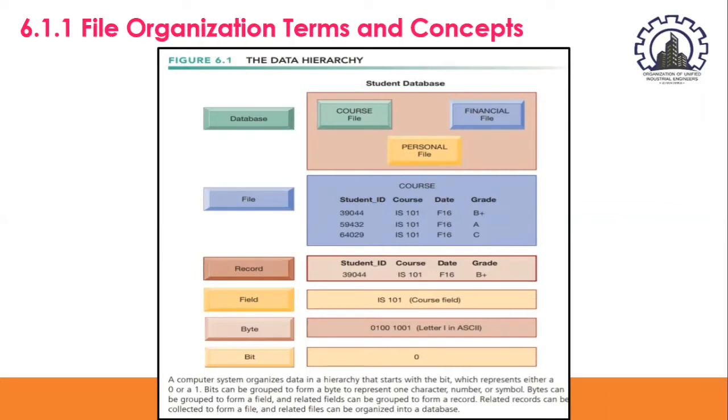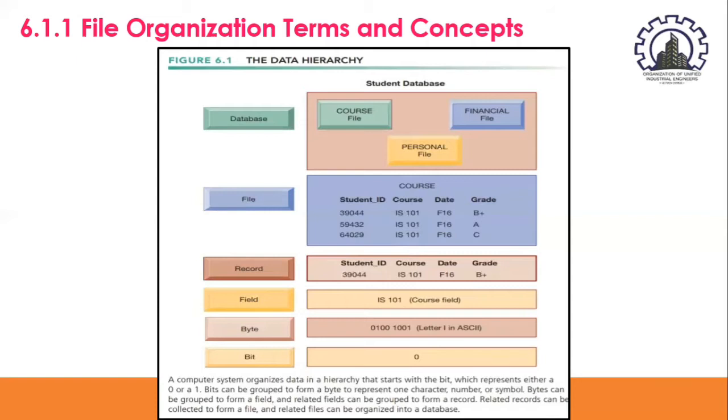A computer system organizes data in a hierarchy that starts with bits and bytes and progresses to fields, records, files, and databases. Figure 6.1 illustrates the data hierarchy, and the lowest in the hierarchy is the bit. So what is meant by bit? A bit represents the smallest unit of data a computer can handle.